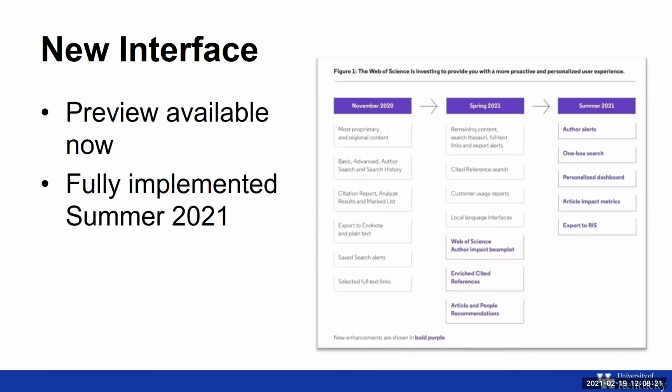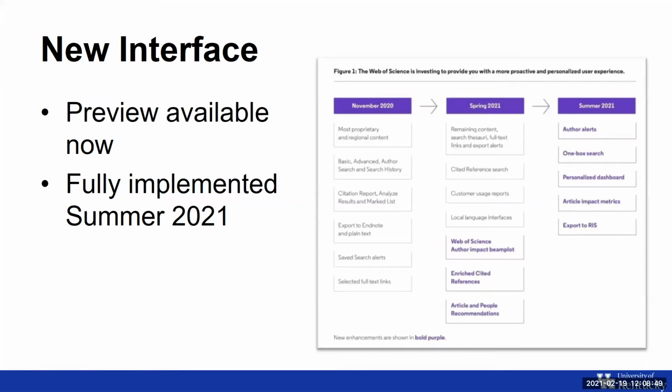So again, the new interface is more clean. It has one search box, kind of your typical new interfaces. Everything is going to one search box. It is mobile friendly, an improved design. And one thing that I will note is that it's supposed to be a lot faster. So once you click search, you're supposed to get your results extremely fast.